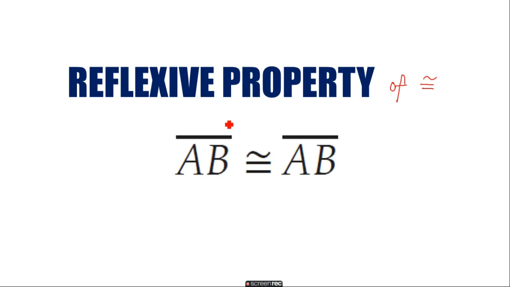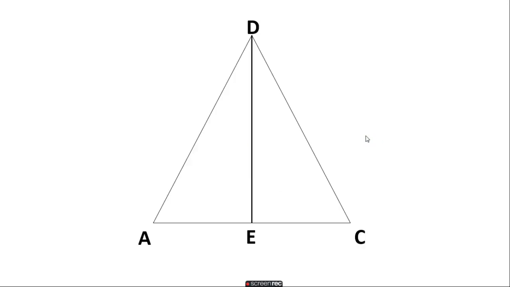So, when we say reflexive property, whatever it is that you have here is just the same as what we have also here. So, line segment AB is congruent to line segment AB. So, it is just a reflection of its own. Okay, now, say for example, this one.